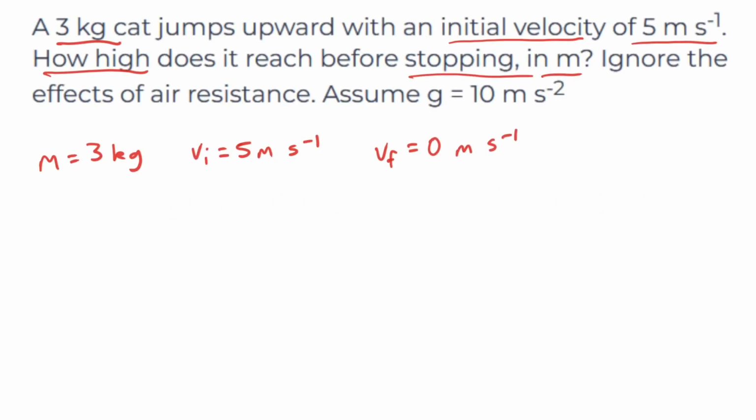If we have vi and vf, we can calculate the change in velocity, or delta v, which is vf minus vi. So delta v equals 0 minus 5, which is negative 5 meters per second.